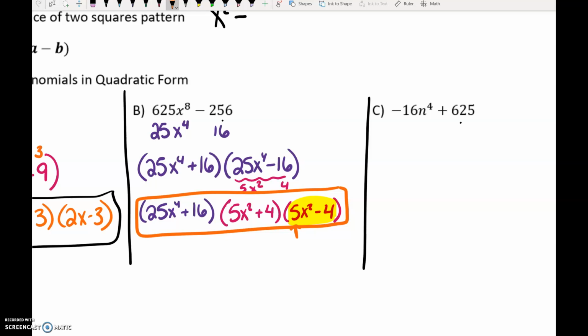Example C, it doesn't look like the difference of two squares because it's n to the 4th plus, but do you see how there's a negative in front? We don't like a negative in front. So our first step is factor out a negative.